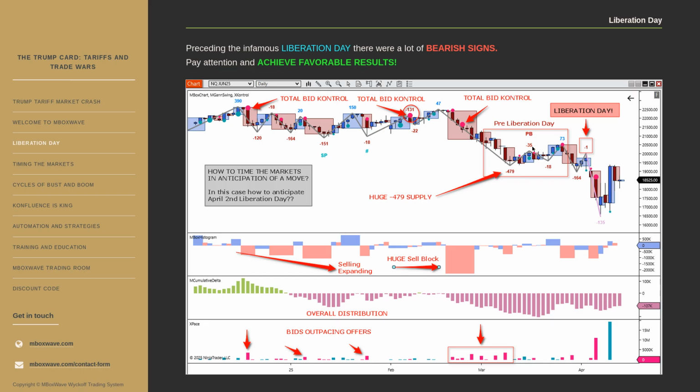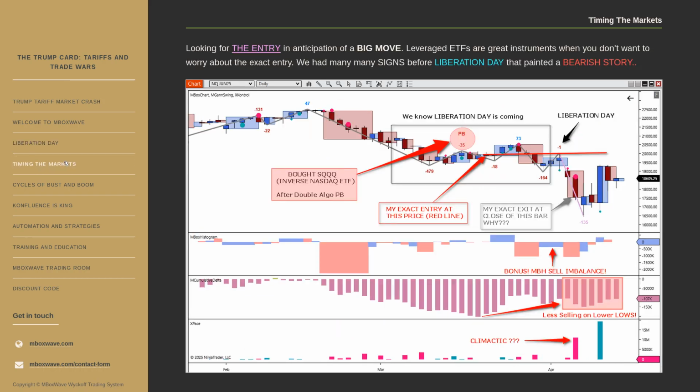We get a pullback with a sell imbalance minus 35 on an up wave. And then we get Liberation Day minus 1, which is a sell imbalance. So what could have been done here? How do we time the trade here? Let's break it down. I'm going to zoom into this, pre-Liberation Day to the Liberation Day, and how I personally traded it. This is how we anticipate the move of a market. So let's go to timing the markets.